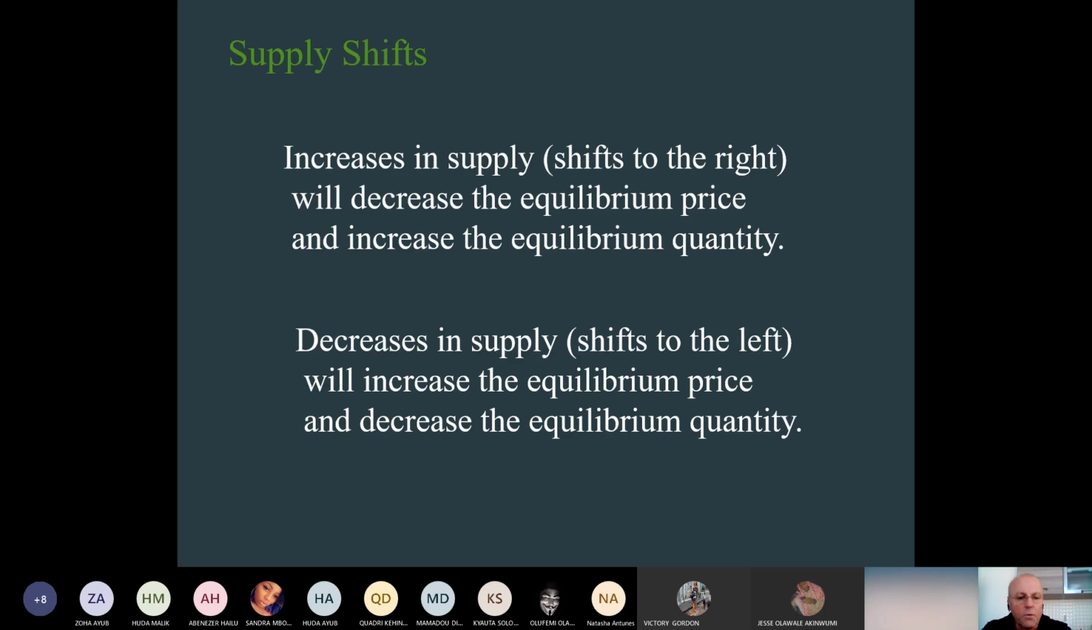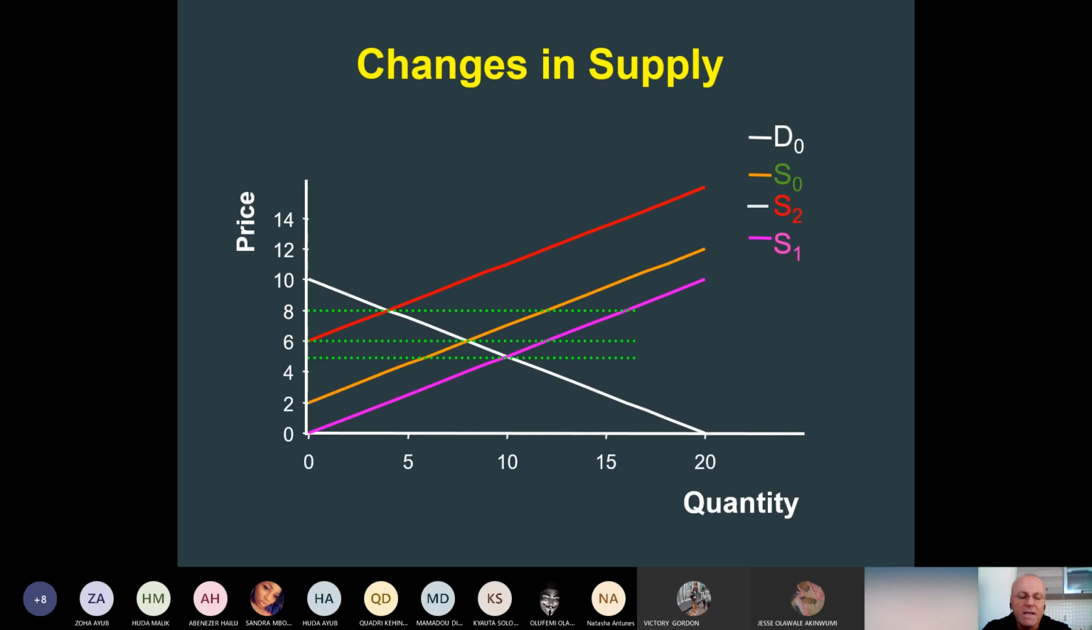If you don't have any question, then we go to the supply. Shifts in the supply: an increase in supply, a shift to the right, will decrease the equilibrium price and increase the equilibrium quantity, and a decrease in supply, a shift to the left, will increase the equilibrium price and decrease the equilibrium quantity. Is that right? As it is illustrated graphically.